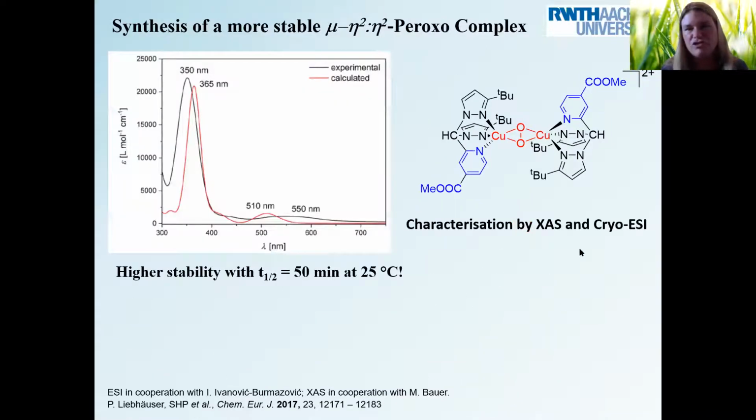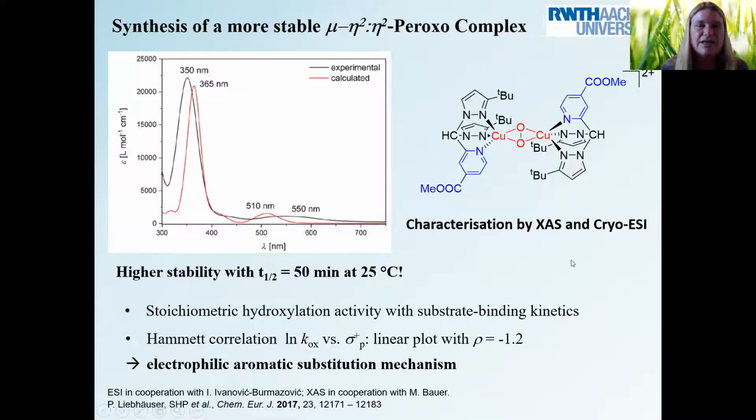Going a little bit further, just now changing from the pyridine to the carboxymethylpyridine, which we thought does not change a lot, we observed that the stability was rising. So we got a half-life of 50 minutes at 25 degrees, again characterized by XAS and cryo-AC. We observed again stoichiometric hydroxylation activity with substrate binding kinetics, also again a Hammett correlation, and again with a rho of -1.2, indicating the electrophilic mechanism, which is important in this chemistry.